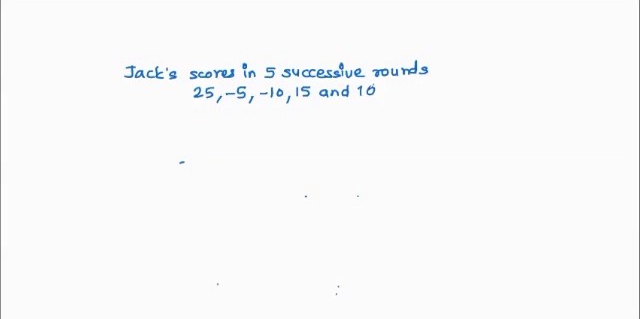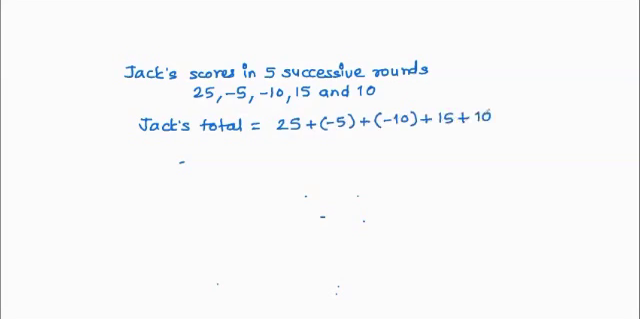So what is the total at the end? When we want to do a total, it means it's an addition type of sum. So let's write it. Jack's total is equal to, we have to add these numbers, 25 plus minus 5 plus minus 10 plus 15 plus 10. You can see that whenever there is a minus sign, I have given a bracket so that we don't confuse between the signs. Okay. So now we'll follow our steps.